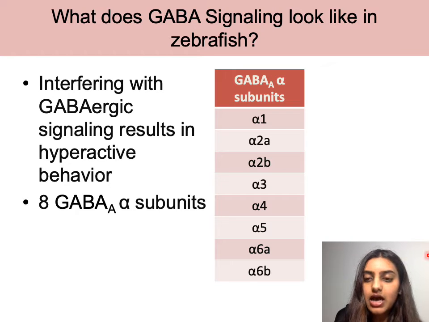So what does GABA signaling look like in zebrafish? Previous studies have shown that interfering with GABAergic signaling leads to hyperactive behavior in the fish. This makes sense because GABAergic signaling often leads to inhibitory responses. If we interfere with normal GABAergic signaling, we might expect to get hyperactive behavior. Also, previous research in the Downs lab found that there are 8 GABAA alpha subunit orthologs in the zebrafish, and these are here.